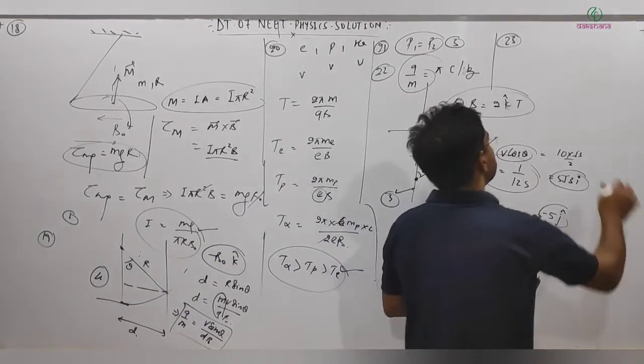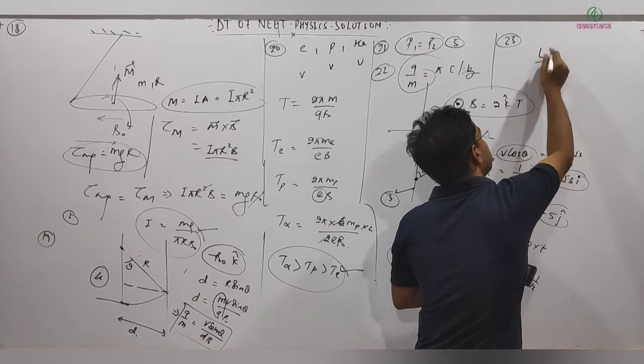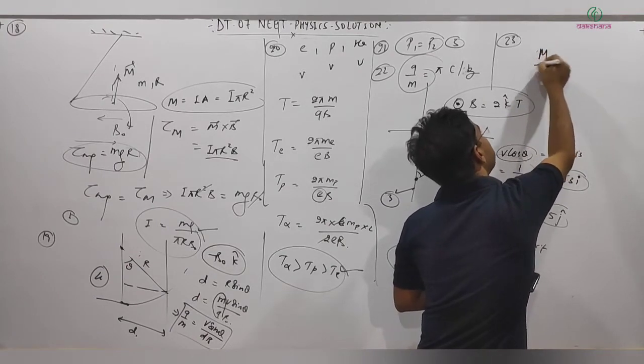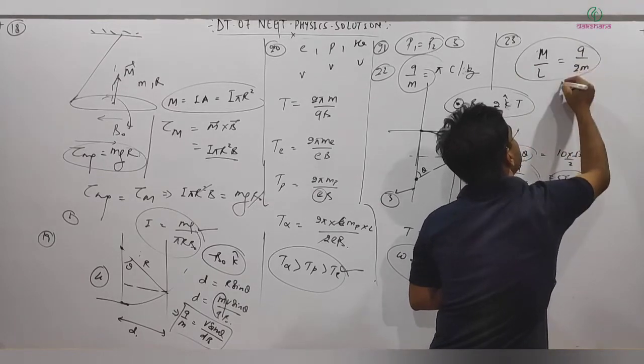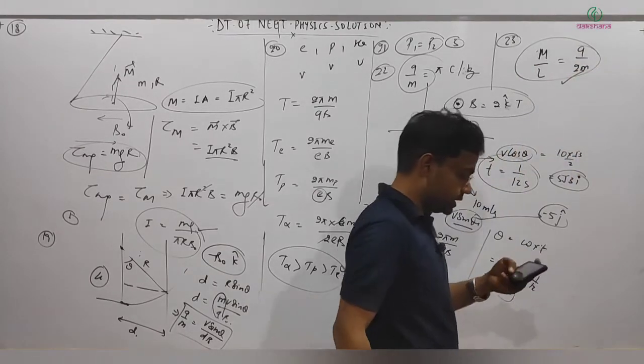This is a standard question actually. We know the magnetic moment by angular momentum, M by L, is equal to q divided by 2m. So that will also be the answer in case of question number 23.